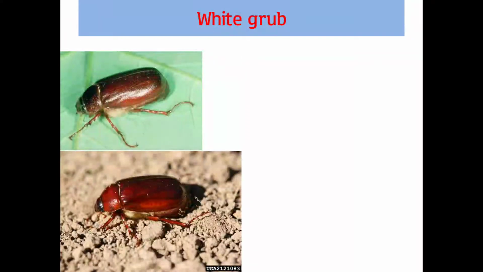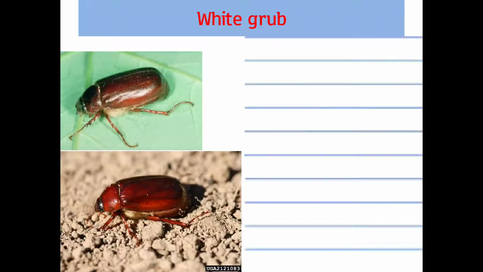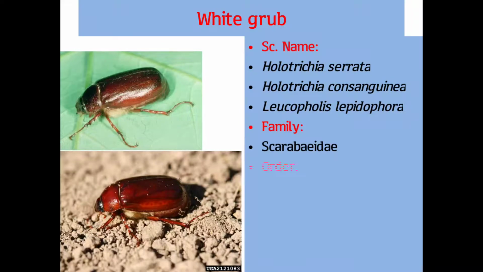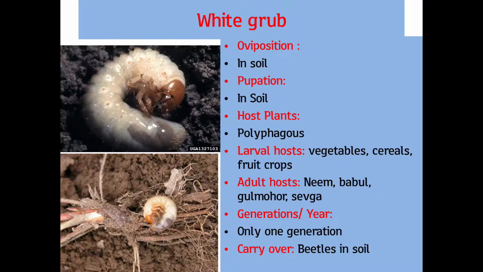Next important pest on the groundnut crop, white grub, also known as June beetle. Scientific name of white grub, Holotrichia serrata, family Scarabaeidae, order Coleoptera. In this Coleoptera, the damaging stage is only the grub. See the images. These are the white grub, the grub, and the damaging stage of white grub. C-shaped larva, oily color.